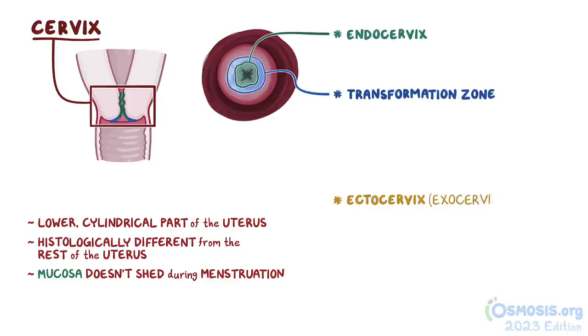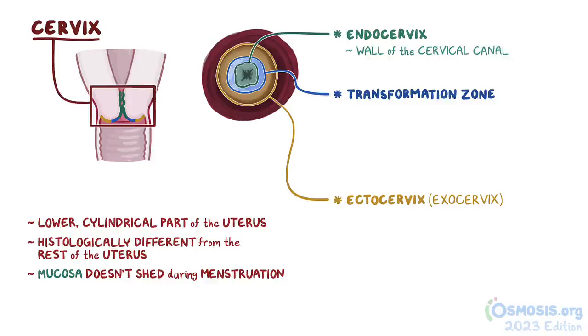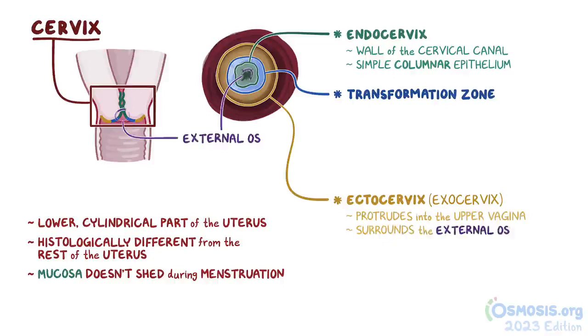The endocervical mucosa forms the wall of the cervical canal and will have a mucus-secreting simple columnar epithelium. The ectocervical mucosa is present in the part of the cervix that protrudes into the upper vagina and surrounds the external os, which is the lower opening of the uterus. This mucosa will have a non-keratinized stratified squamous epithelium that's continuous with the vagina.